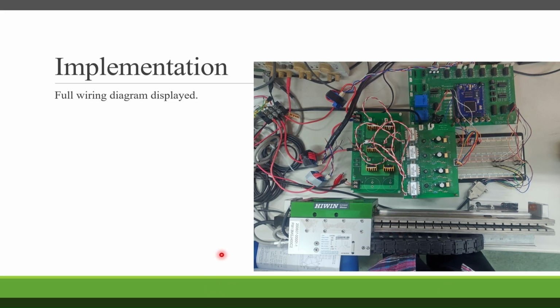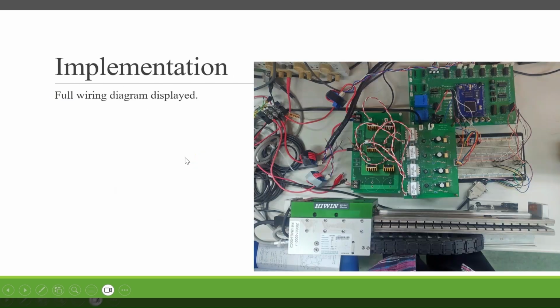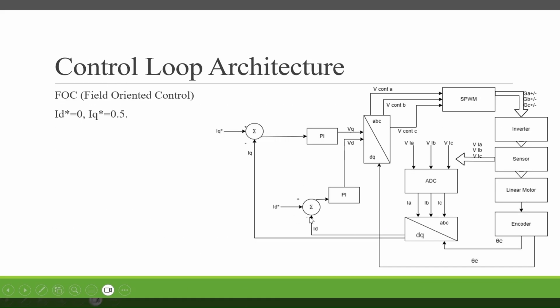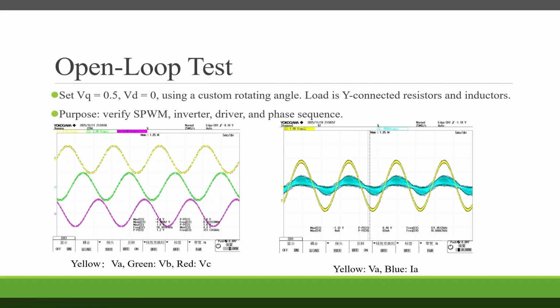This is the motor. For open loop test, I set VQ to 0.5, VD to 0, using a custom rotating angle. Load is Y-connected resistors and inductors to simulate the motor. In this test, there is no feedback, so open loop. The purpose of this test is to verify the SPWM module, the inverter, the driver, and phase sequence.